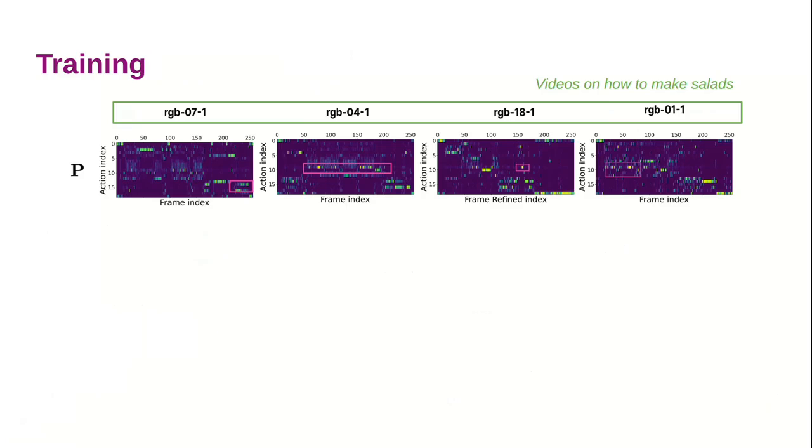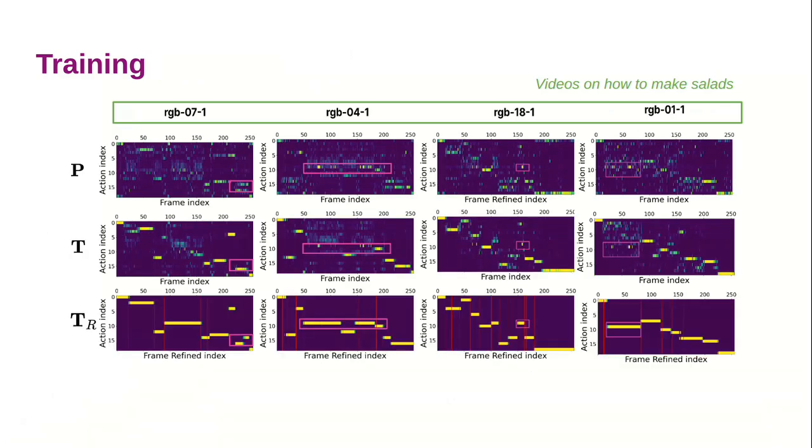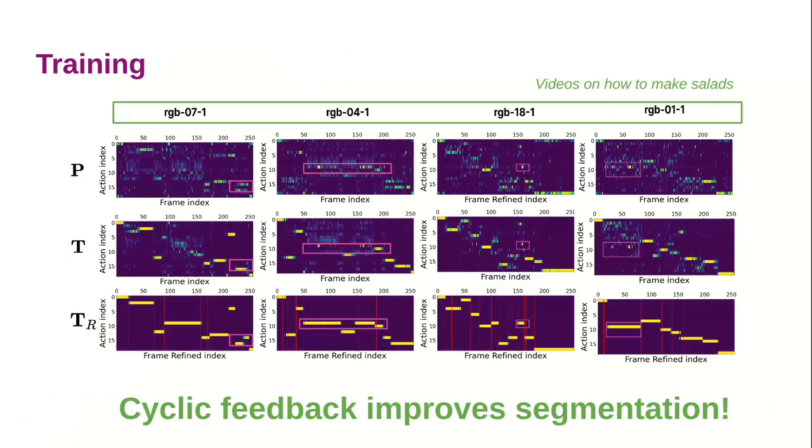Here we can see qualitative results from the 50 Salads dataset. Each column corresponds to a different video, in this case examples of people preparing a salad. And within each column we can follow the evolution of the model's predictions through the loop. From the initial probabilities P, those are the soft frame-to-action assignments, to the final pseudo-labels T_R, after completing the full cyclic refinement. Notice how the segmentation becomes progressively cleaner after each iteration. The cyclic feedback really improves boundary sharpness and consistency.